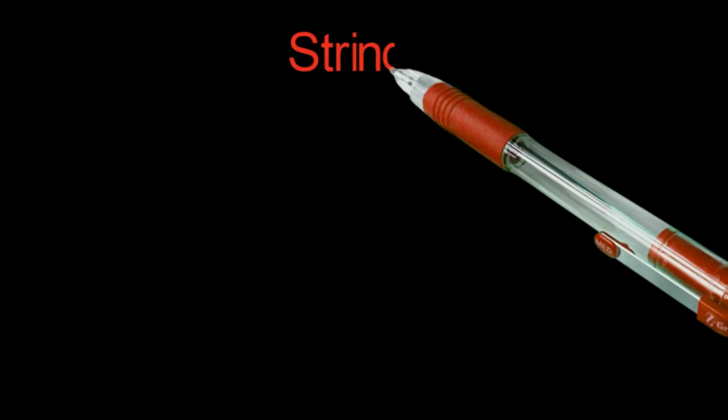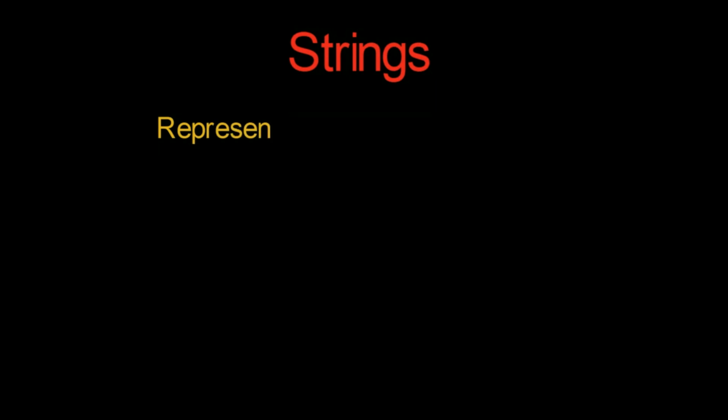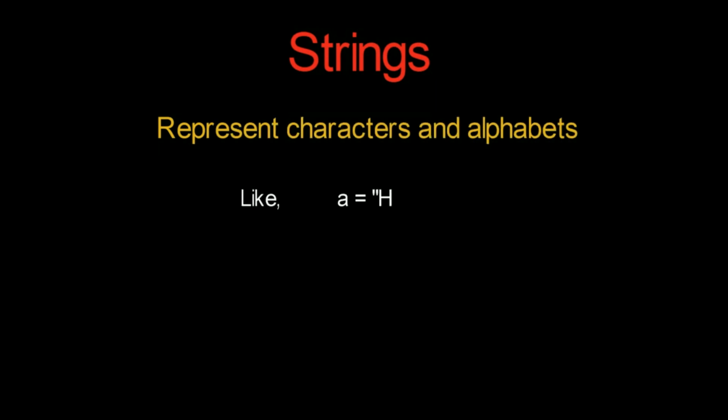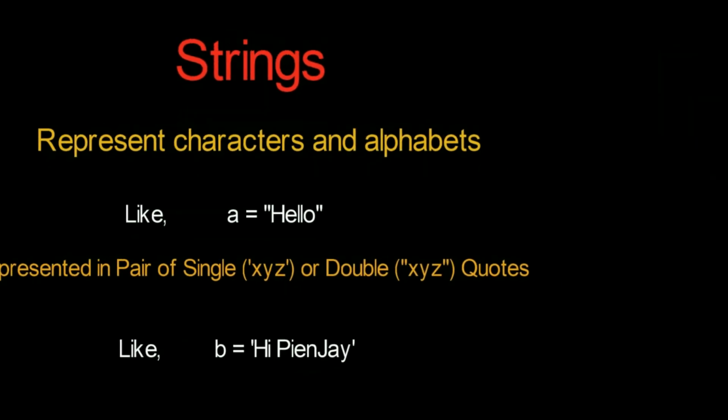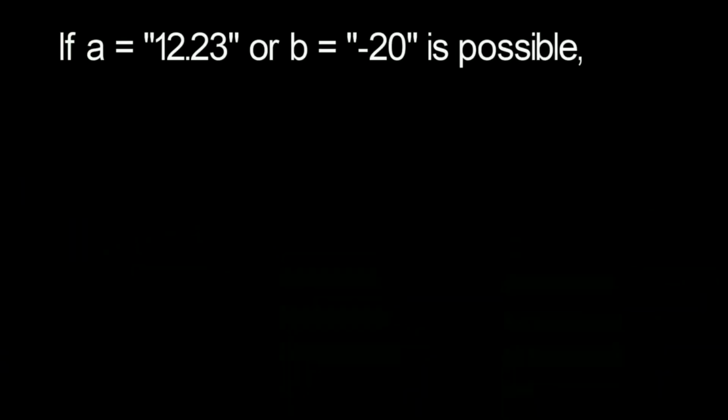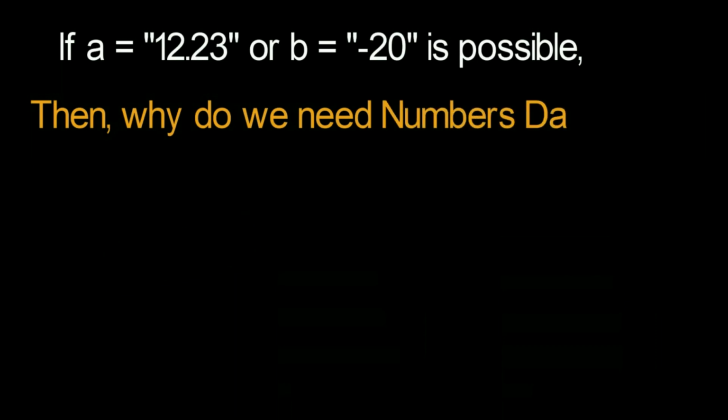Moving on, we have strings. What they represent are characters and alphabets. Like a is equal to hello inside single quotes or double quotes. They are represented in pairs of single or double quotes, like b is equal to hi, PienJay. As you can see, they have spaces in them as well, and almost any character, including numbers, can be represented in the form of strings. Now you must be wondering, if strings can hold numbers as well, then why do we need the numbers data type?